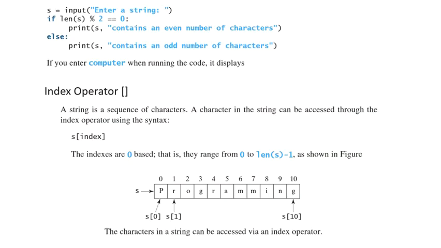s = input("Enter a string: "). If len(s) % 2 == 0, print s contains an even number of characters, else print s contains an odd number of characters.